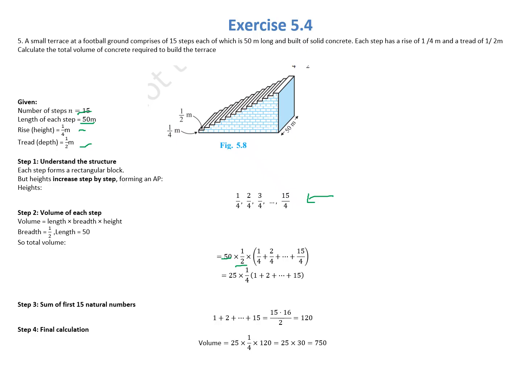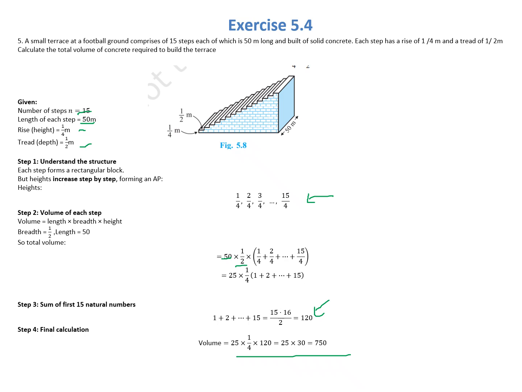When we solve 50 by 2, we have 25. We have taken 1 by 4 as a common factor here, and then we have 1 plus 2 till 15. Then we'll use the formula for the sum of the first n natural numbers, n into n plus 1 by 2. When we solve this, we get the value of 120. So 25 into 1 by 4 into 120, so total volume is 750. So we require this much concrete to create the entire steps.